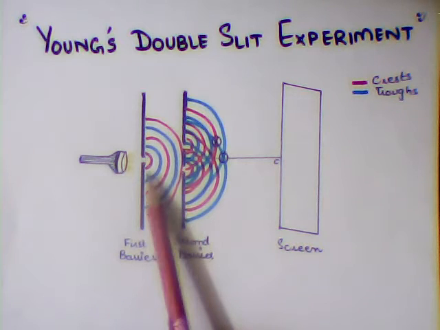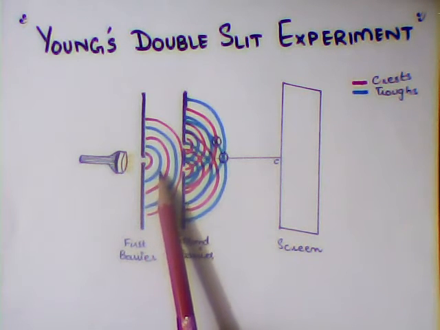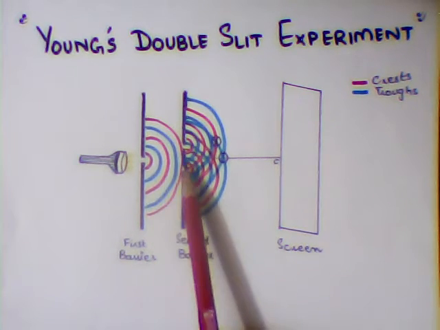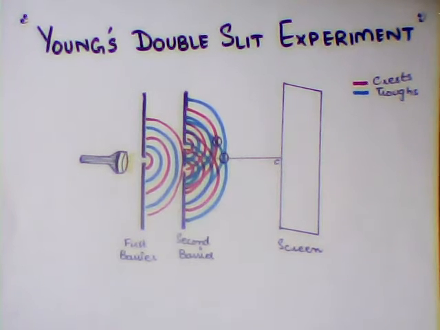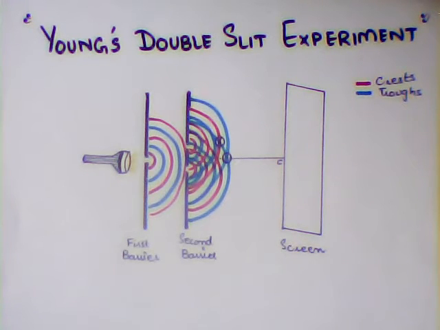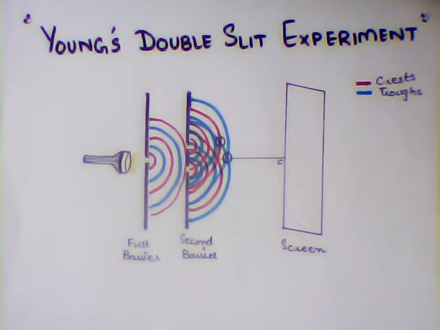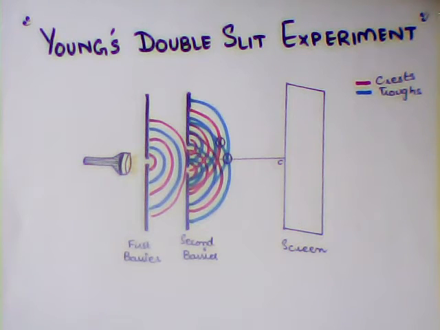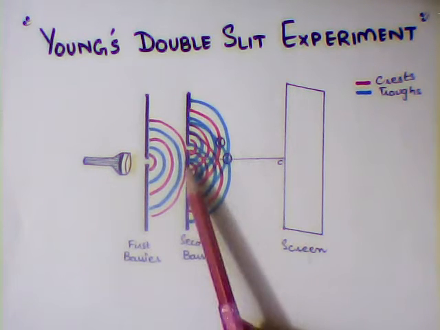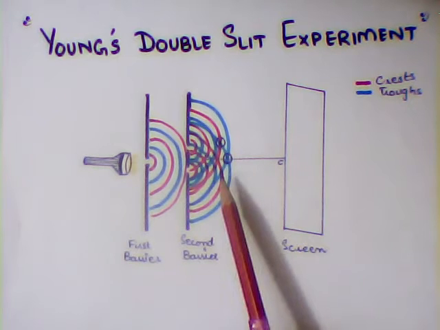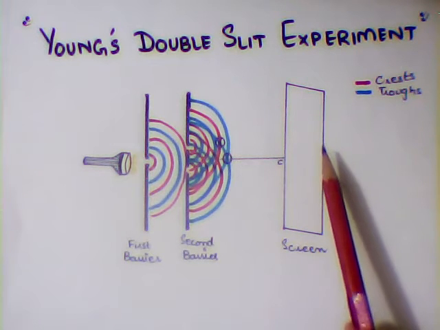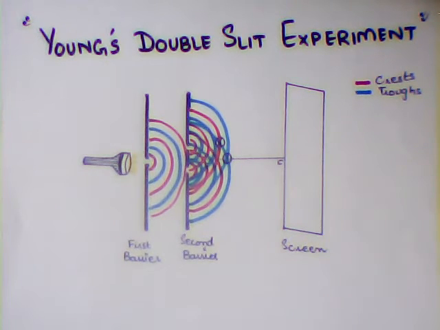The light is first allowed to pass through the first barrier and then through the second barrier. After passing the second barrier, the light waves interfere because these two slits act as two different sources of light. These slits are very near, so the light waves interfere with each other. Due to this interference of light waves, we see different patterns of dark and bright fringes on the screen.